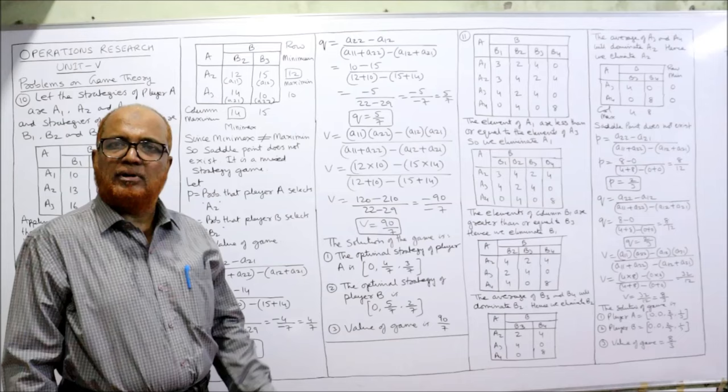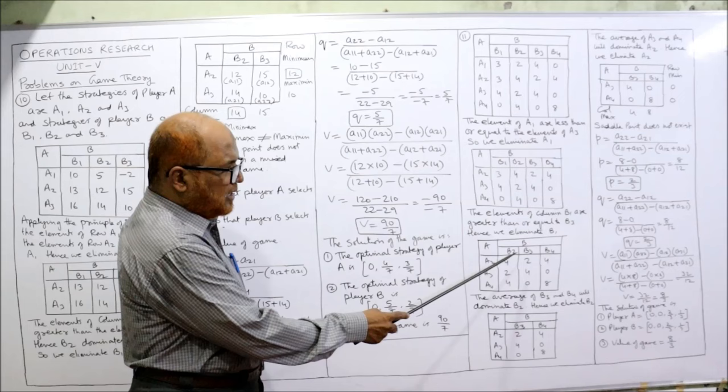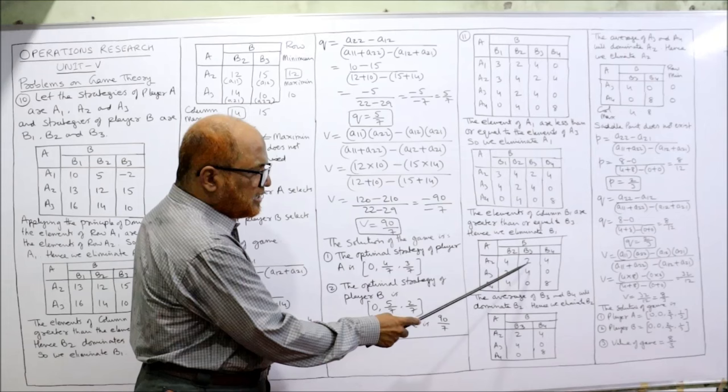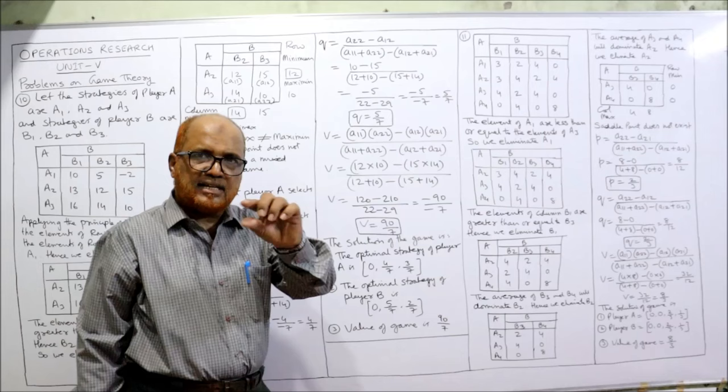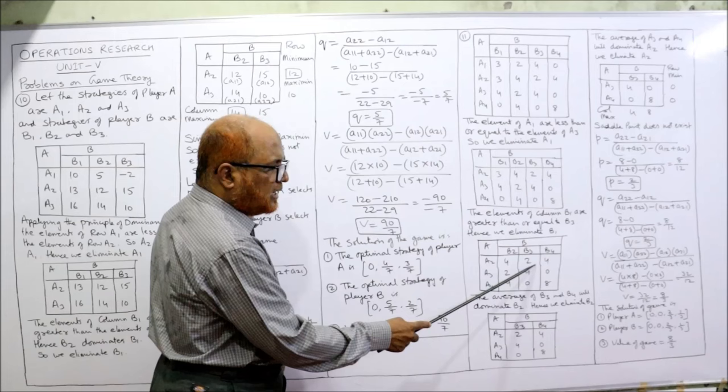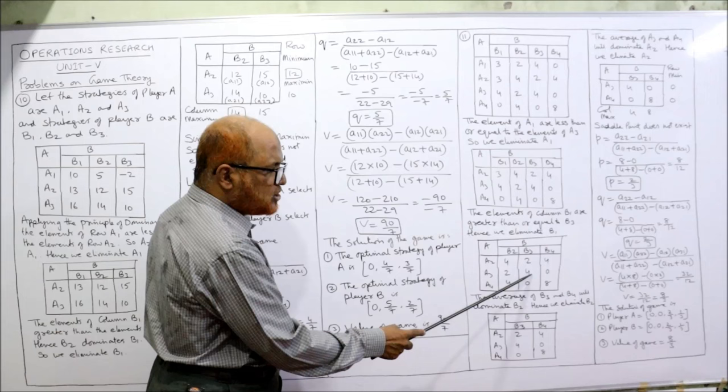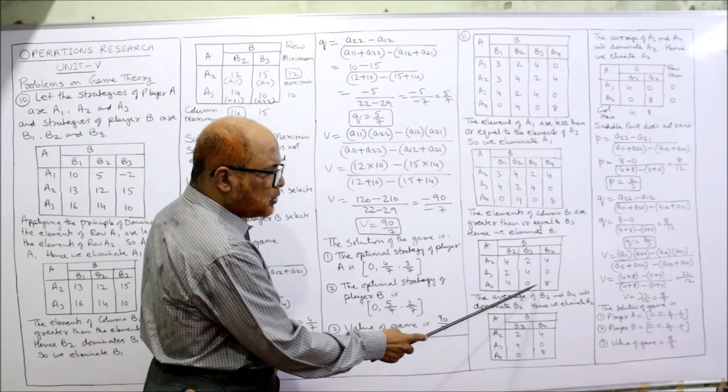So here, the average of B3 and B4. If we compare the columns, what is the average? 2 plus 4 divided by 2. Average means take the total and divide by 2. So 2 plus 4 is 6, 6 divided by 2 is 3. 3 is the average. Here 4 plus 0 is 4, 4 divided by 2 is 2. And 8 divided by 2 is 4. So here 3, 2, 4. The value of B2 is 4. Average is 3.